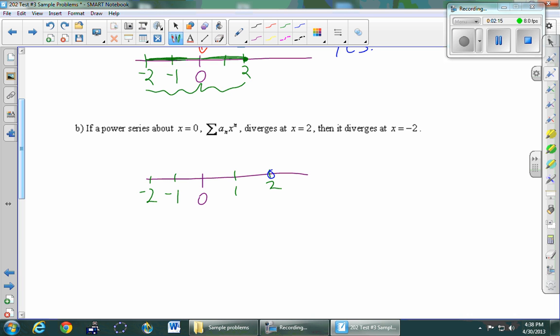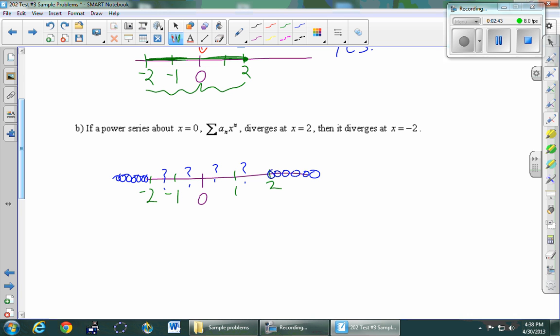As it diverges there, it also diverges at every point beyond, and also at every point beyond on this side. Diverges in all these guys. It may or may not converge anywhere in here. Don't know what's happening in there. But I definitely know that if you're past 2 or past -2, going to the far right and far left, it diverges. But what's going on at -2?